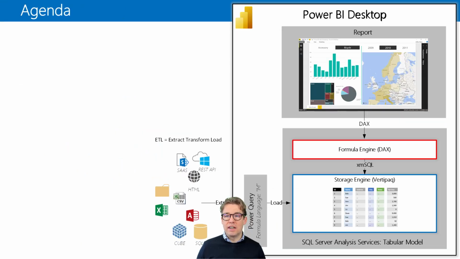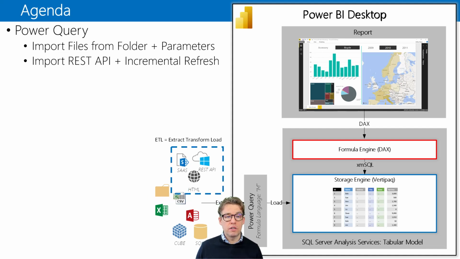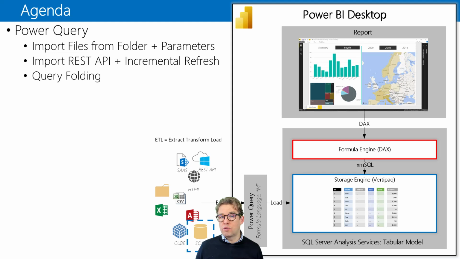Let's take a look at the agenda, because there are a lot of things that we're going to cover. First, we're going to take a look at Power Query, how to make your report refresh faster. Especially if you're working with SharePoint, that can be very frustrating and slow to import files and folders. But also if you work with REST APIs, they are in general also very slow. So incremental refresh can help quite a lot. Also query folding, if you're connecting to a SQL Server database, you want to make sure that your M code gets translated in SQL code.